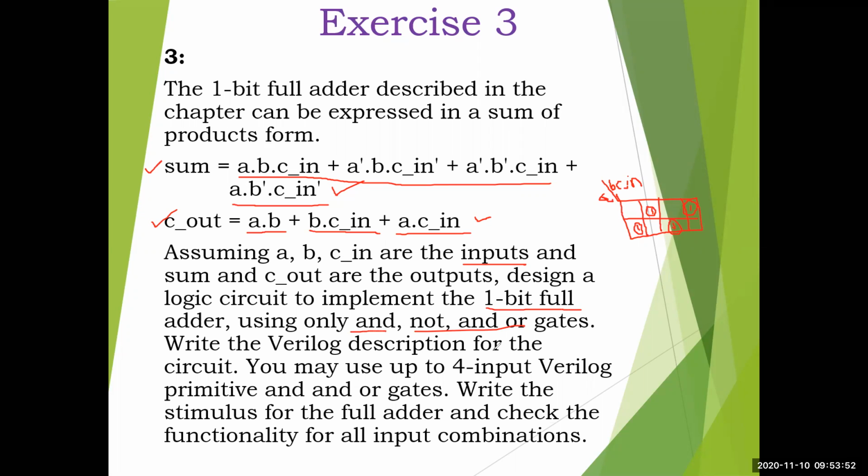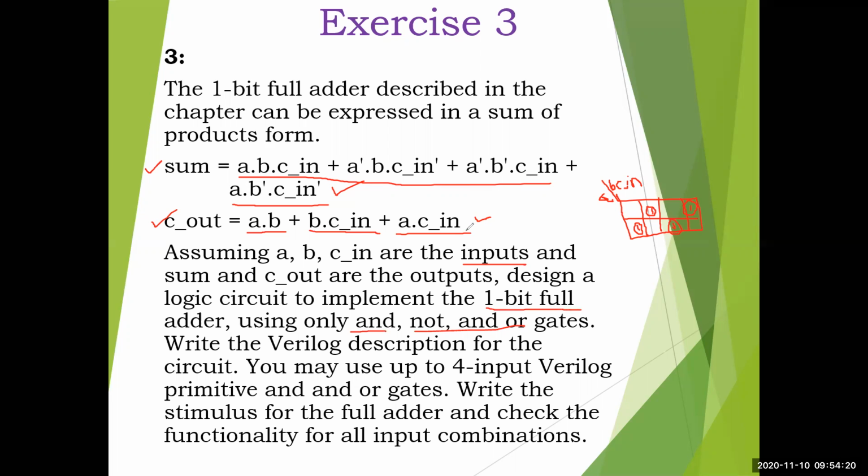Write the Verilog description for the circuit. You may use up to 4 input Verilog primitives, so 4 input AND and OR gates you can use. Write the stimulus for the full adder and check the functionality for all input combinations. 3 inputs means 000 to 111, all the 8 combinations you have to verify at the output. About the logic symbol and truth table, I have discussed them in the 1-bit full adder video, so you can go back and see it.